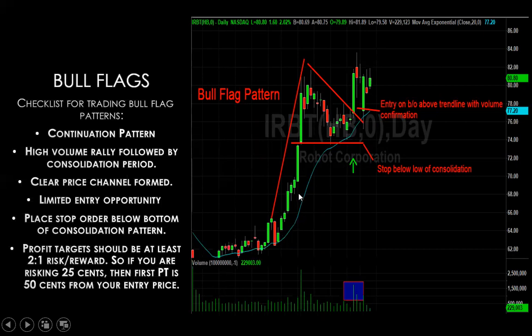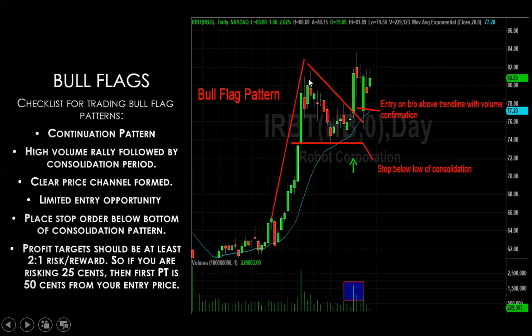So if we look at this example here, we do have our rally here. It also has a good amount of volume, or a high volume spike, signaling the confirmation of the rally. After that, the next step is we do want to have a clear price channel form, or the consolidation, which we have here. And this is a limited entry opportunity, so we want to get our entry in, preferably down here at the low point of the consolidation.